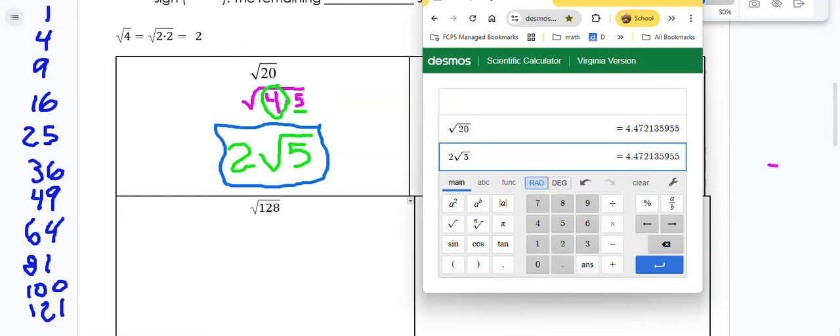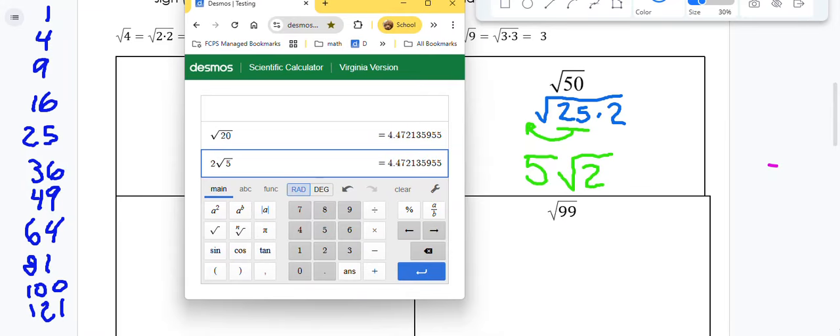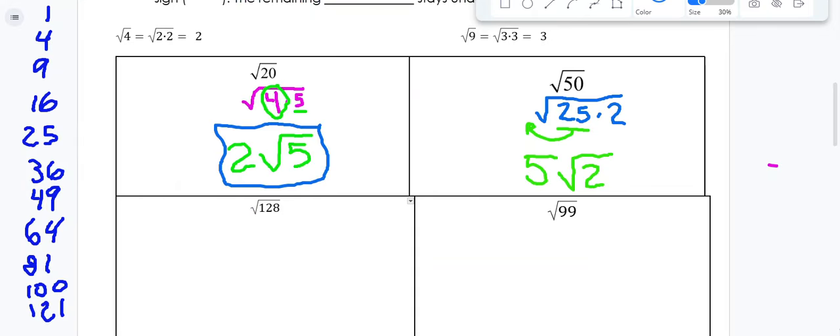Like I said, it looks weird. Doesn't look like it should be the final answer, but it is. And we can check our work right here. Square root of 50. You can even check the 25 times 2. 25 times 2, right? And then I can do, we had 5 square root 2. And you can see they're all the same decimal answer, so I know I got that correct. All right, let's try this next one.